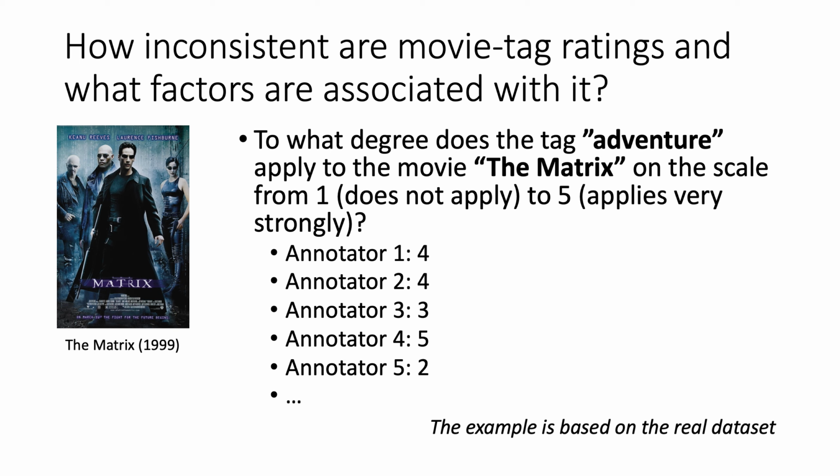If we ask an annotator the following question, to what degree does the tag adventure apply to the movie The Matrix, on the scale from 1 does not apply, to 5 applies very strongly. Some annotators would say that it is 4 out of 5, some would say it's 3 out of 5, some would say it's 5 out of 5, and some would even say it's 2 out of 5. So we wanted to find out how inconsistent these ratings are and what factors are associated with this inconsistency.